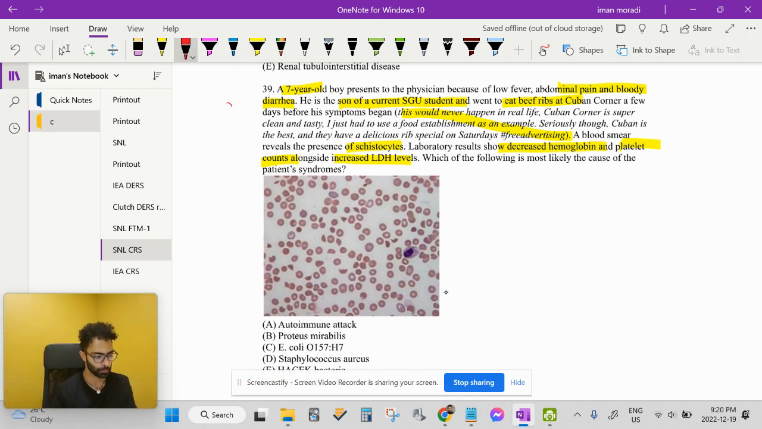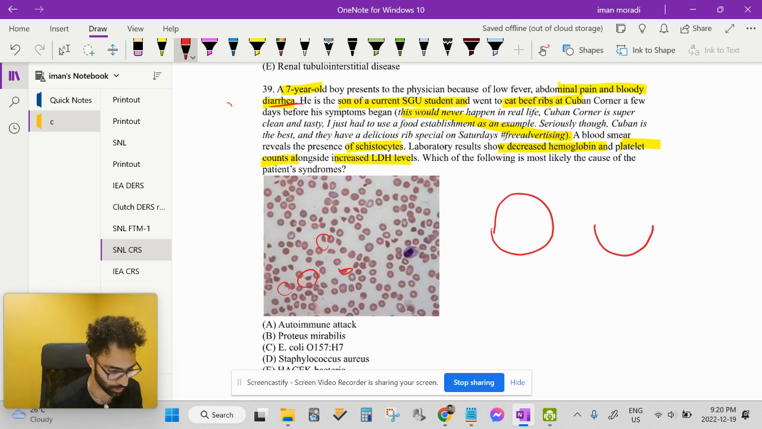So, bloody diarrhea, you don't need to know any of this. What you need to know is to recognize what a schistocyte is, which is these guys, called a helmet cell. If you look, it looks like a helmet. It's basically a cell that looks like this. These guys are a cell that's cut literally from the center, right? So sometimes they got these little tails here, like you see here.